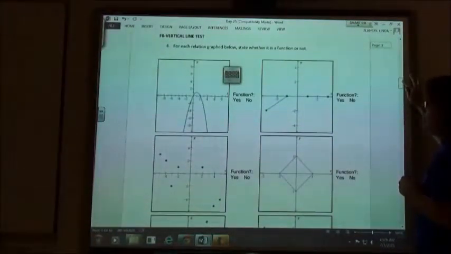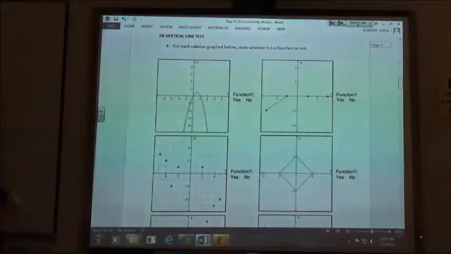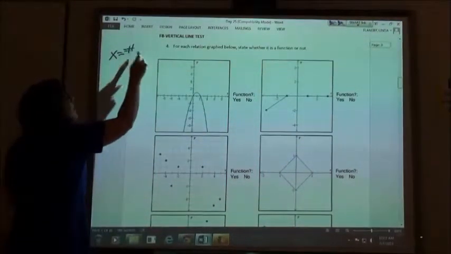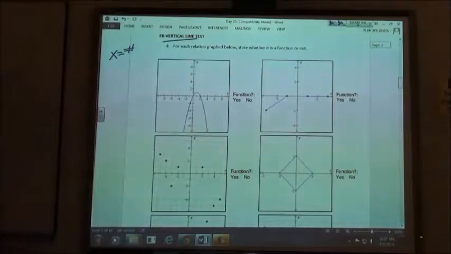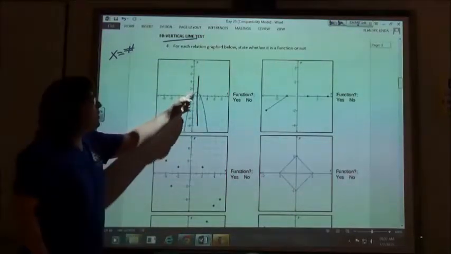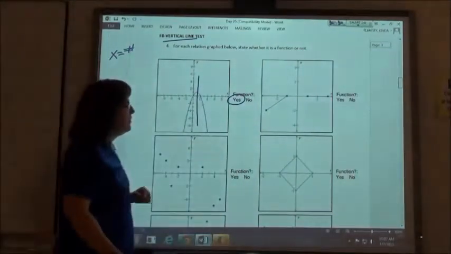So, number 4 is still asking for each graph, is it a function or not? For each value in my domain, for each x value, I can only have one corresponding y value. Since the line x equals some number is a vertical line, they tell you to do the vertical line test. If any vertical line touches more than one point on your graph, it is not a function. So if I drew my vertical line, it only touches one point on my graph. That means for whatever this value of x is, I have my one value of y. It is a function.